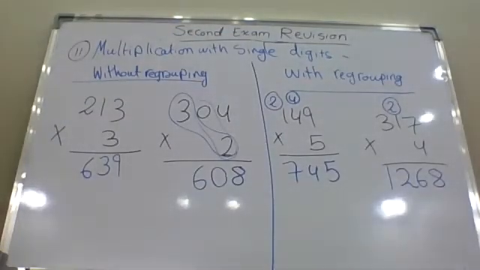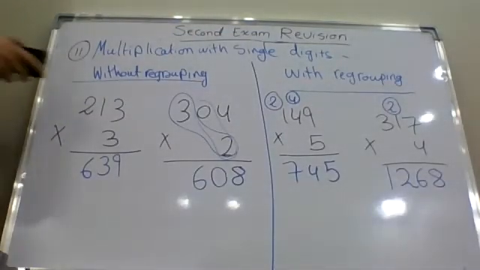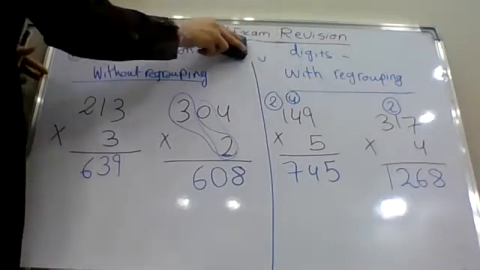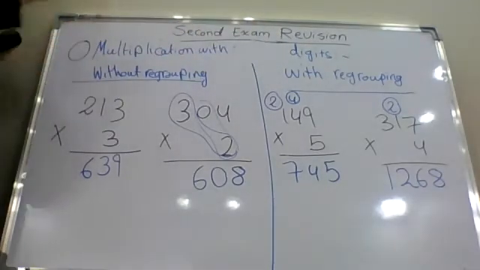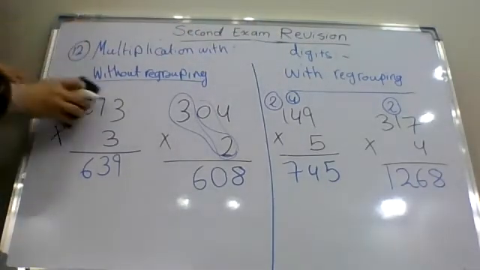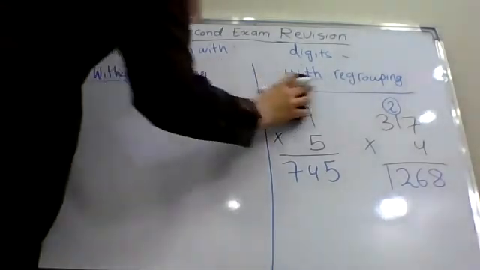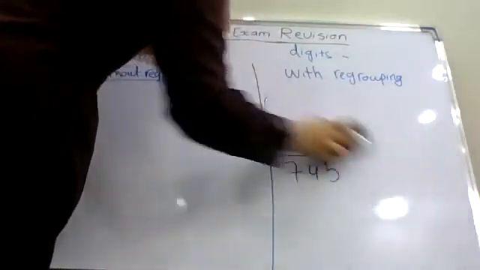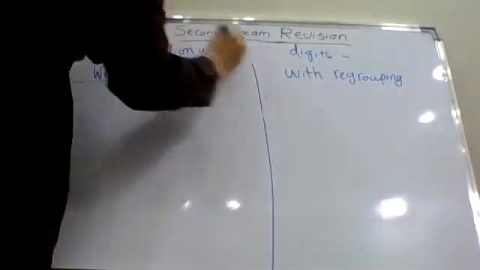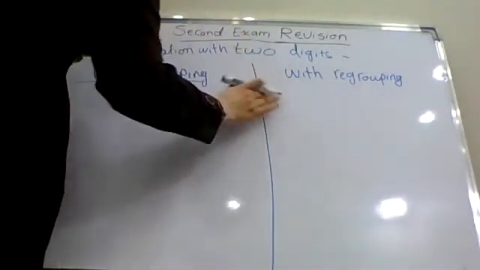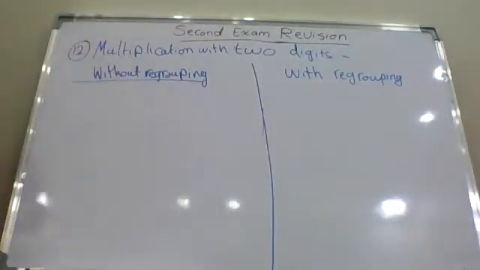How about if you want to multiply with 2 digits? Now I have 11, this is 12. We want to multiply it with 2 digits, not a single digit, okay? So I am multiplying with 2 digits. I will write these exercises for multiplying with 2 digits.